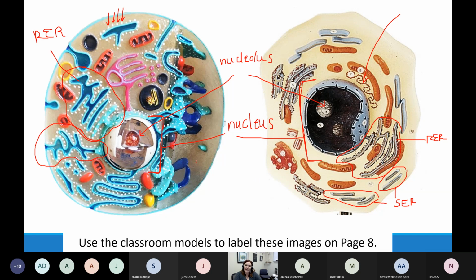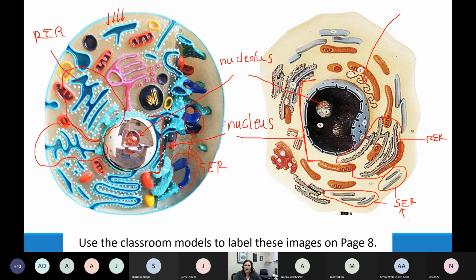But some people would say that this blue stuff right here is as close as we get to the smooth ER in this model. And I've got another little section right here where there's none of those ribosomes on it. So as close as we get to the smooth ER in this model is right there. But to be frank with you, if I'm going to ask you about the smooth endoplasmic reticulum, I'm going to use this one over here. I really prefer this cell model for the smooth endoplasmic reticulum.